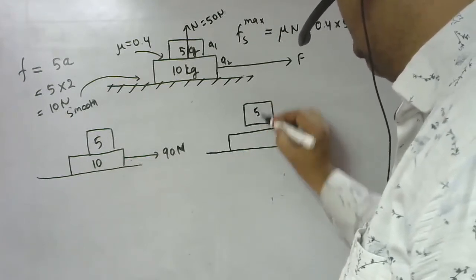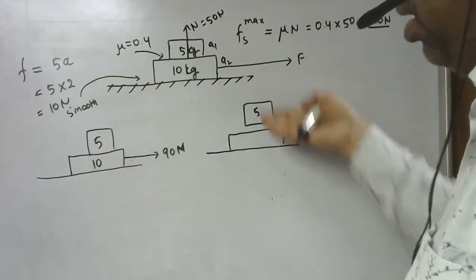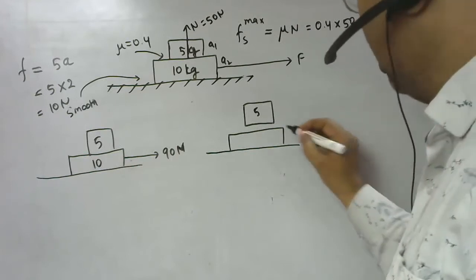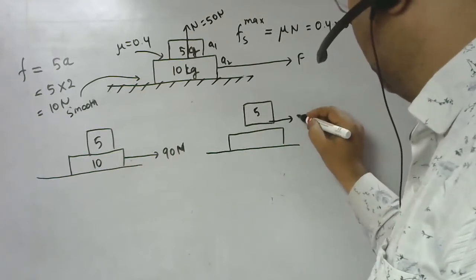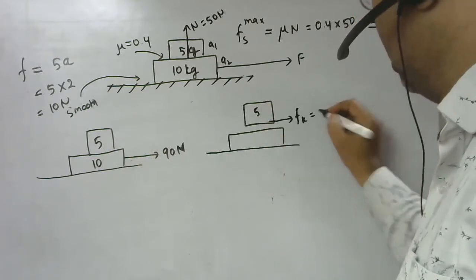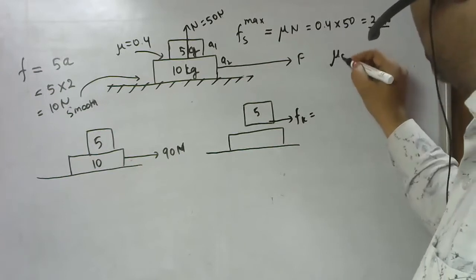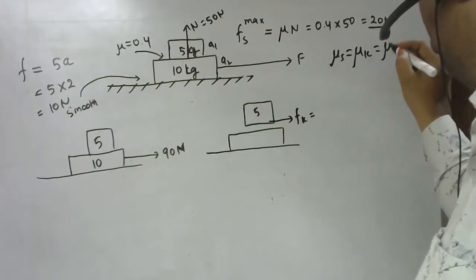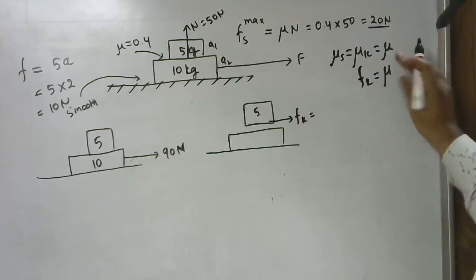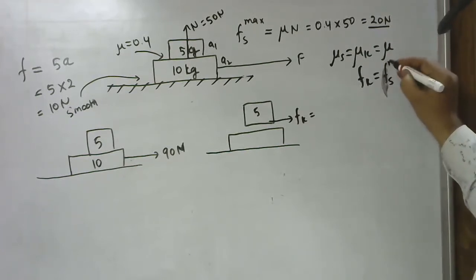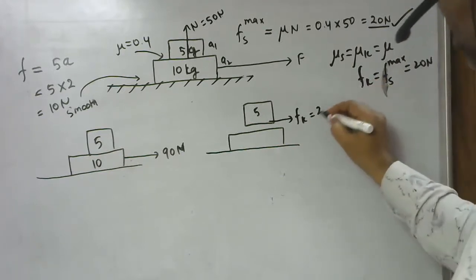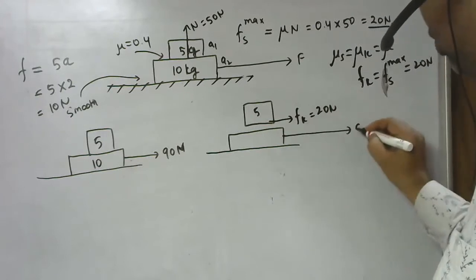Separate these two blocks a bit. I am lifting a bit to show they are separate. Now it is the friction. Now there's slipping, so this is kinetic friction. As mu s and mu k both are equal to mu, Fk equals F limiting friction, which was 20 Newton. So this has 20 Newton and there is 90 Newton.